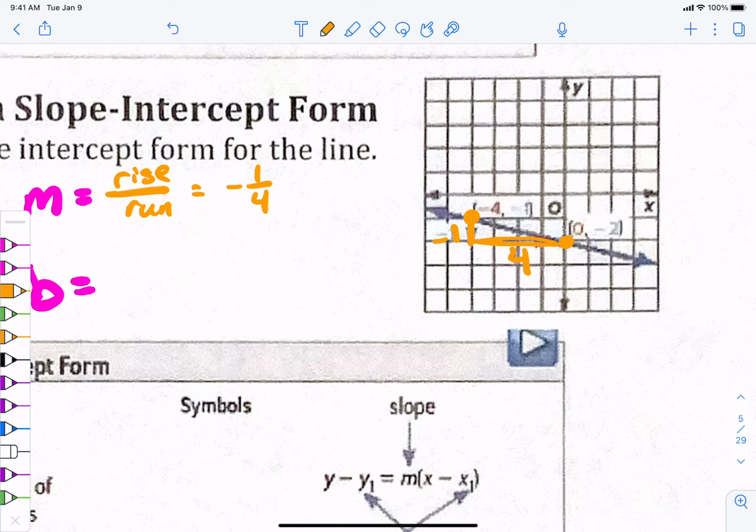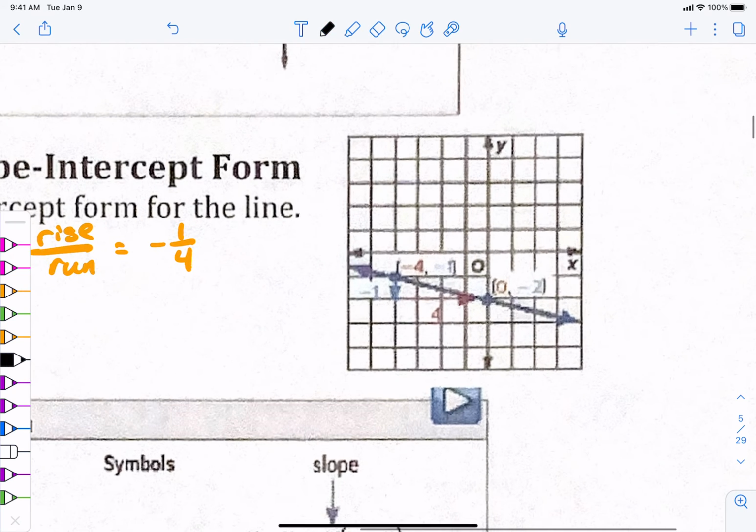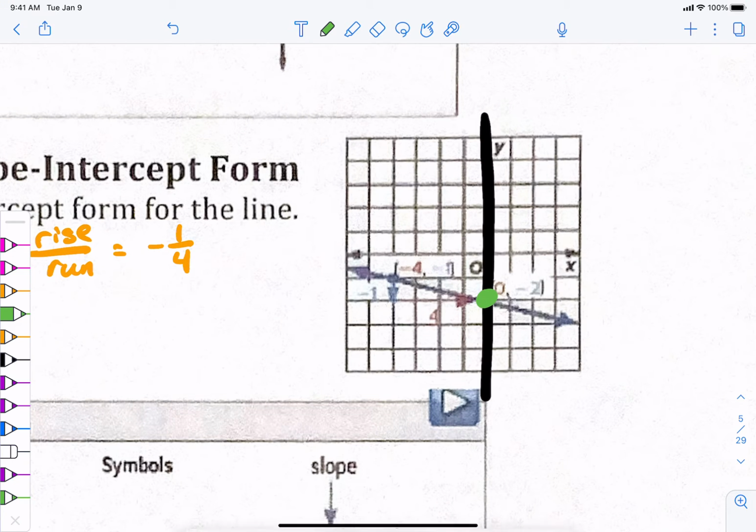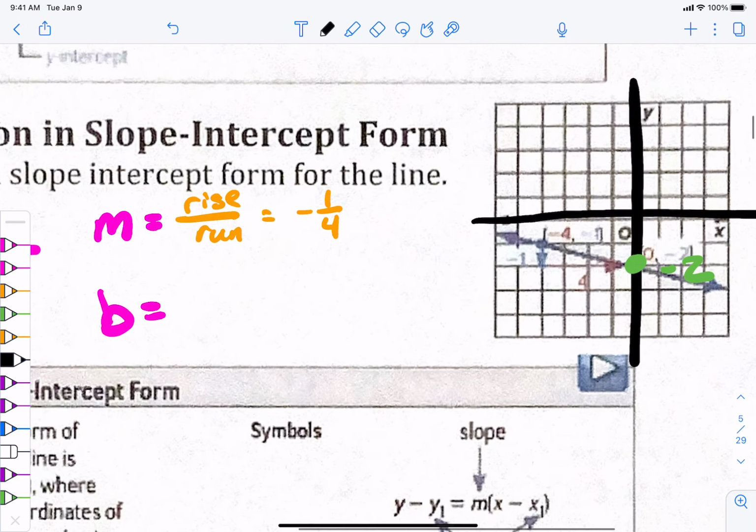Then the B is the what? The y-intercept. Do you see the y-axis right here? Where is it intersecting that y-axis? Where is it hitting? Negative 2. Negative 2 right here. Do you see where it's hitting negative 2? Here's the x-axis. It's down 2, right? So the B is negative 2.